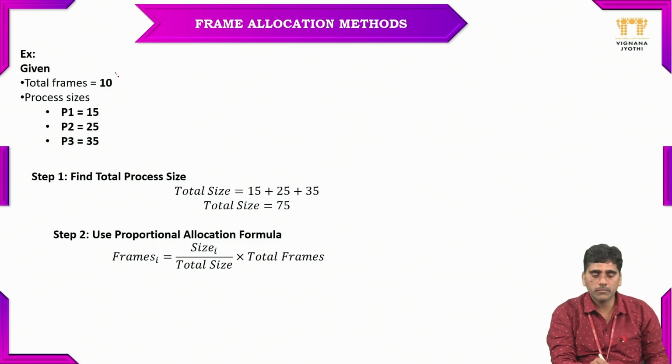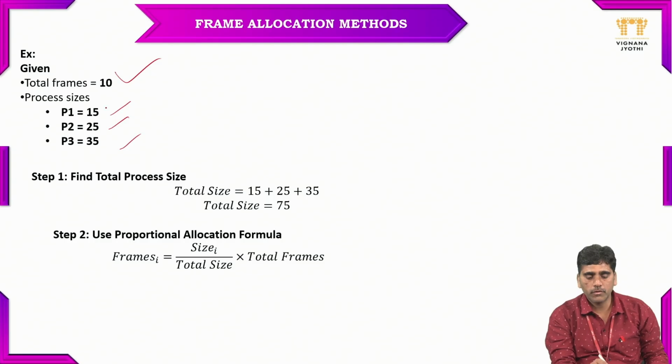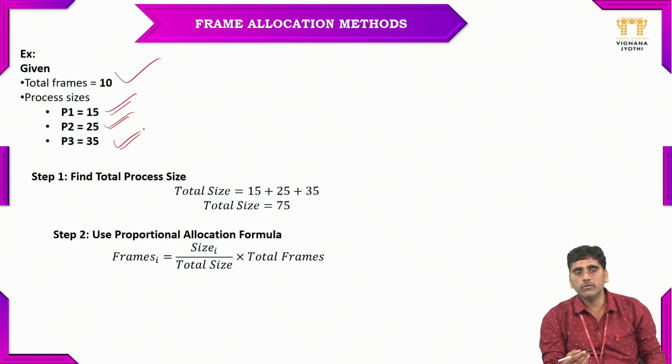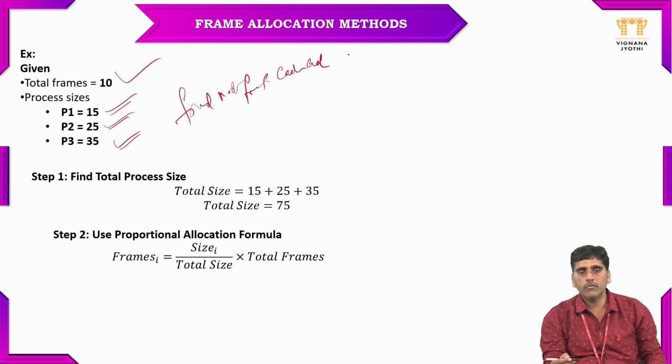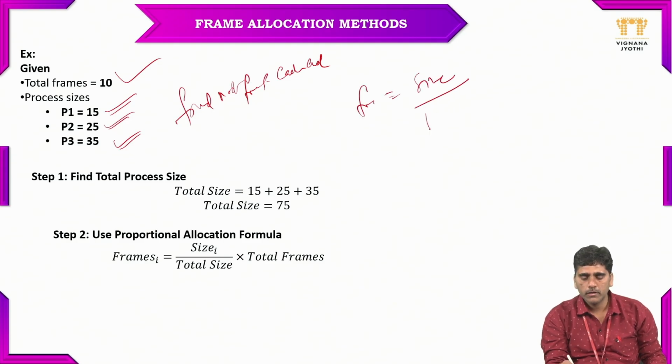Suppose we have a total of 10 frames and the processes P1, P2, P3, that means P1 size 15, P2 size 25, P3 size 35. Then how are we going to find the number of frames for each and every process? How are we going to calculate? First, what is the formula? Frames equals size divided by total size into total number of frames.